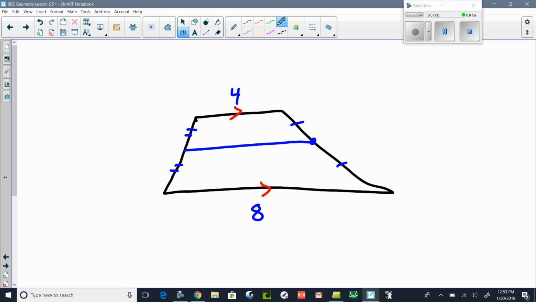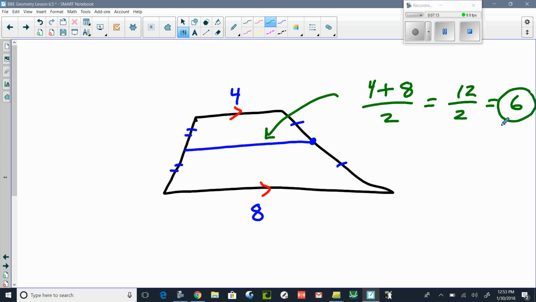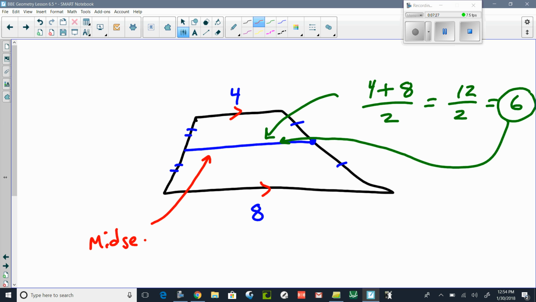It might not be drawn to scale, but the mid segment is going to be the average of those two. So if I take 4 plus 8 and divide that by 2, I end up with 12 divided by 2, which is 6. And that tells me that the length of this mid segment is going to be 6 units long. So we'll use that formula later on to find the length of a specific mid-segment. Remember that a mid-segment is simply the average of the bases.